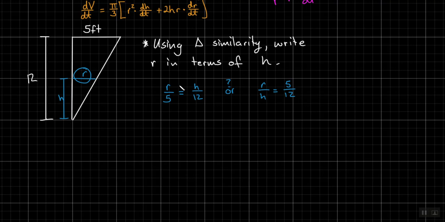If we use this one, how would I solve it for r? I would wind up with r equals 5h over 12. And what if I solve this one? It's still 5h over 12. When I write this, I prefer fractions like this 90% of the time. But if I'm going to be differentiating anyway, it's probably better to write this as 5/12 h, just so we see the constant multiple.